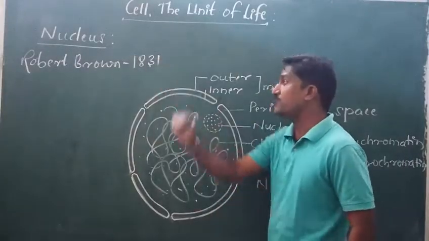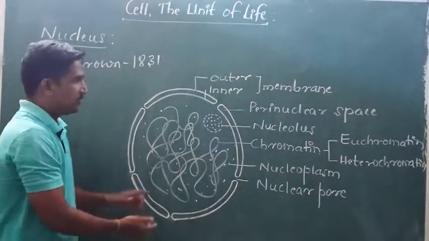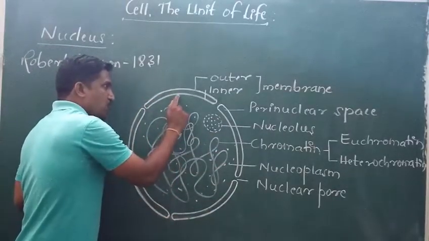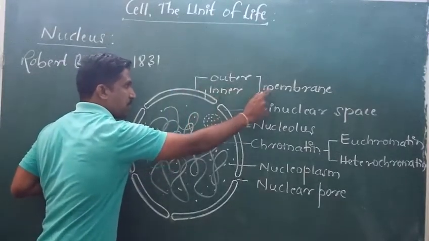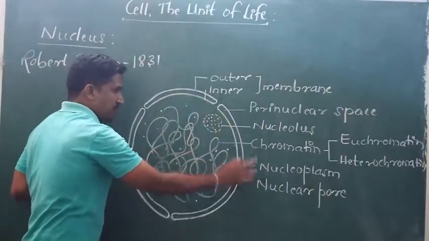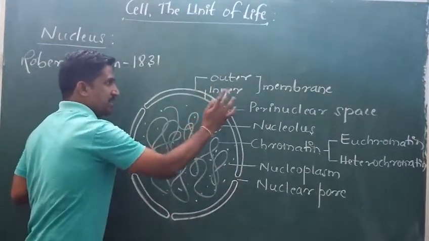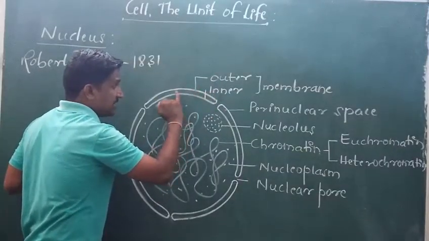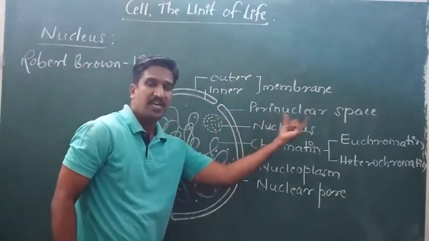So the structure of nucleus consists of this. This is the structure of the nucleus. This nucleus is a membrane bound cell organelle and two membranes are present. This is said to be the outer membrane and this is said to be the inner membrane. In between the outer membrane and inner membrane there is a space, and that space is called the perinuclear space.